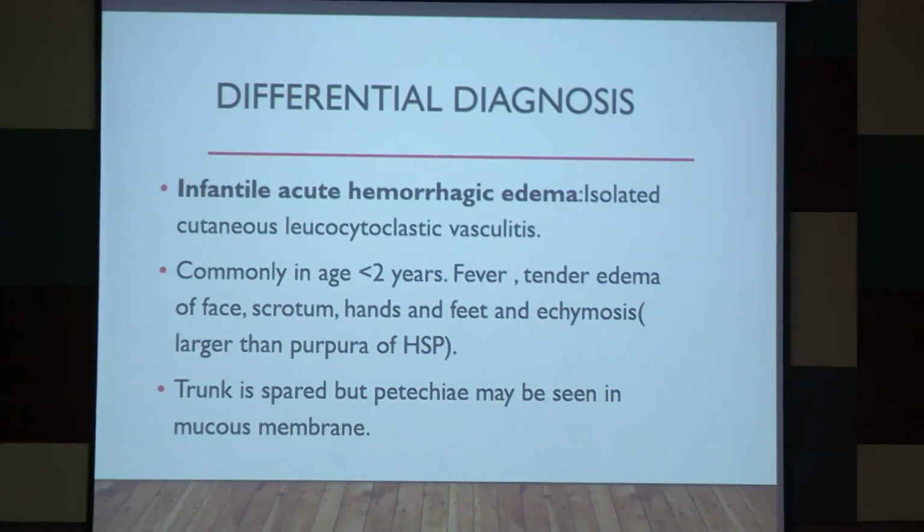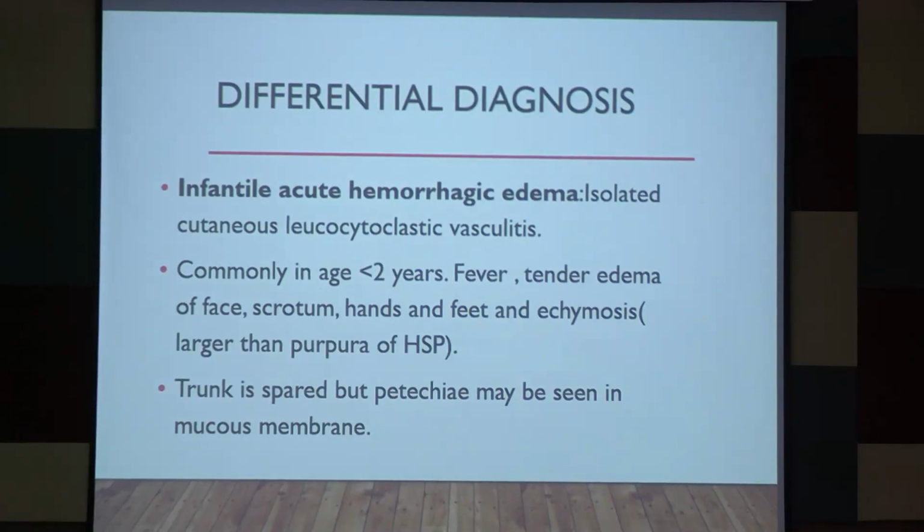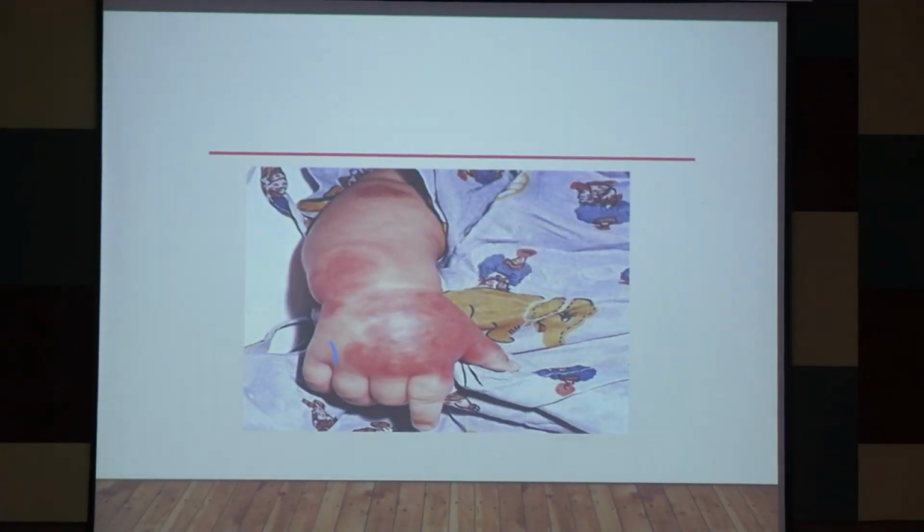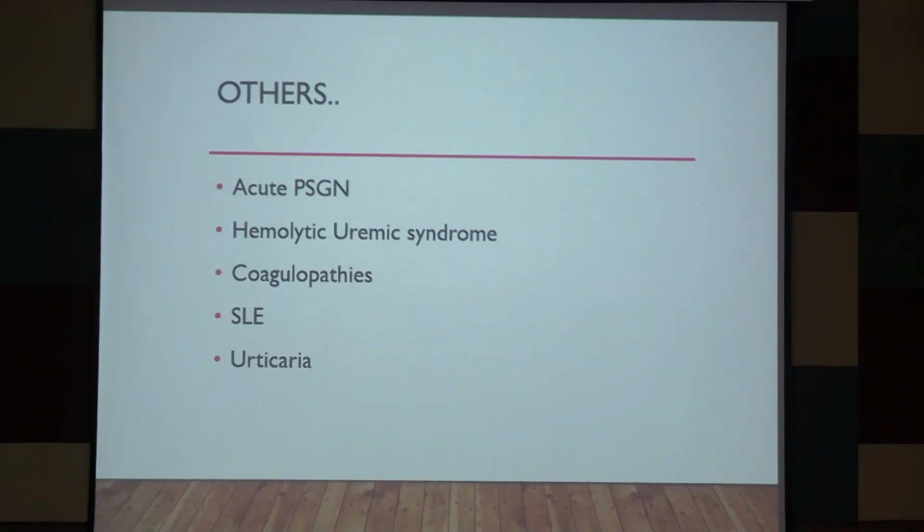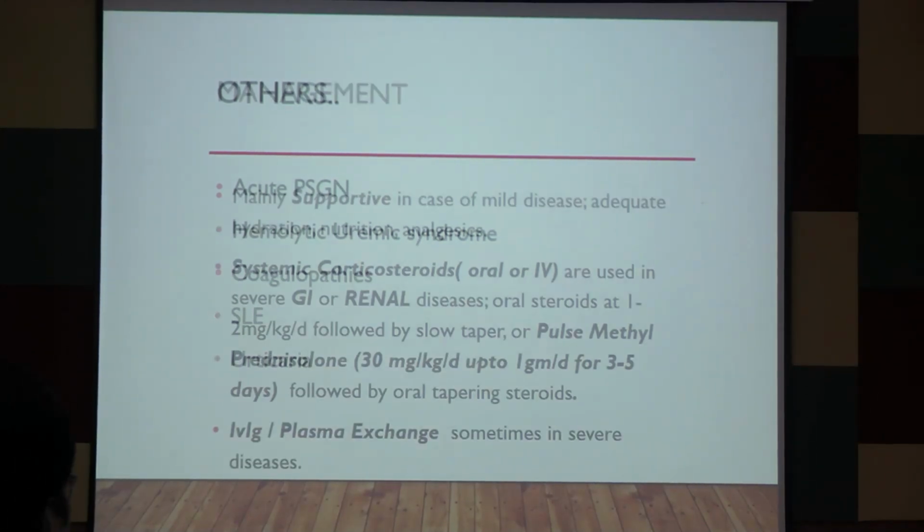Okay, differential diagnosis, one important differential diagnosis, infantile acute hemorrhagic edema. This is how it looks. Okay, it is a mimicker of HSP, looks similar to HSP, but commonly seen in age group of less than 2 years. Trunk is typically spared. Okay, so this one is important, infantile acute hemorrhagic edema. And others, these are non-specific, PSGN, HUS, coagulopathy, SLE and urticaria.